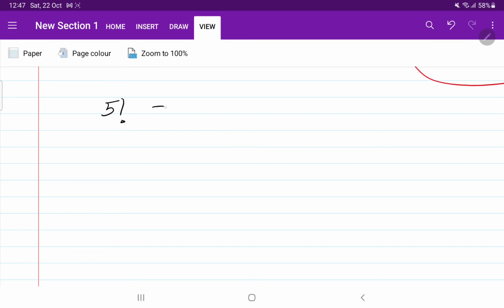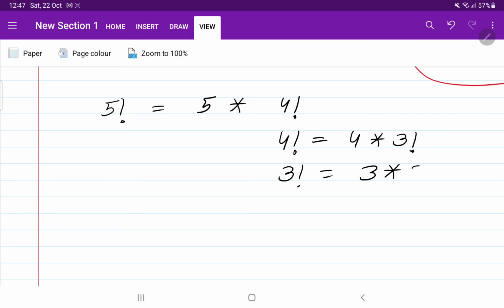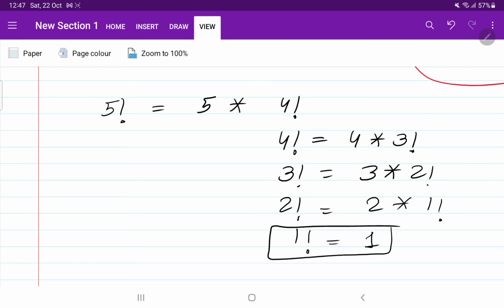Okay. So you can say that 5 factorial will be equal to 5 multiplied by 4 factorial. If I ask you the same question, find me the 4 factorial, you are going to say that 4 factorial will be equal to 4 into 3 factorial. Same thing if I ask you to find the 3 factorial, you are going to say that 3 factorial will be equal to 3 into 2 factorial. And if I ask you to find 2 factorial, you are going to say 2 into 1 factorial. And for 1 factorial, the value is defined for us, that is 1.